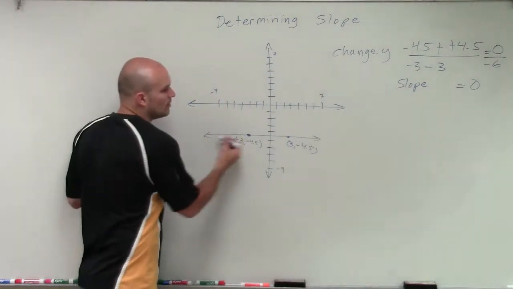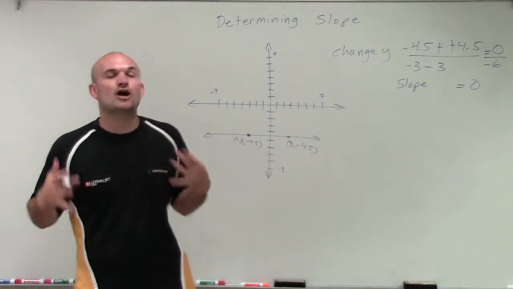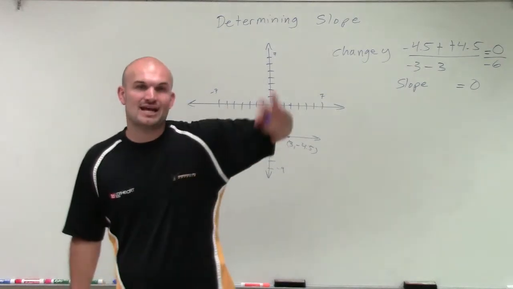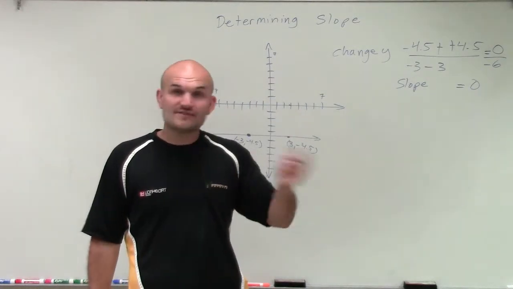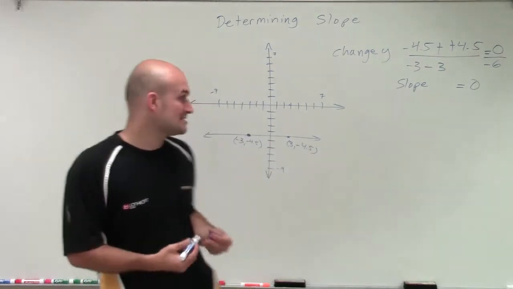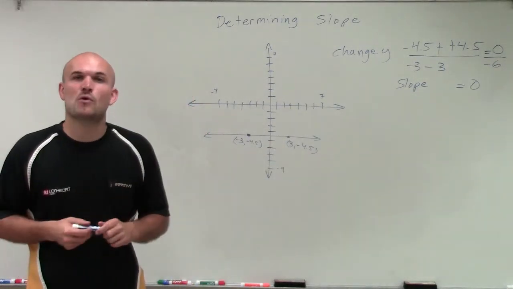So therefore, when we have a horizontal line, our slope is always going to be 0 because the line is not changing up or down. It's not positive. It's not negative. It's exactly horizontal, never changing. So there you go, ladies and gentlemen. That's how you find the slope of a graph for a horizontal line.